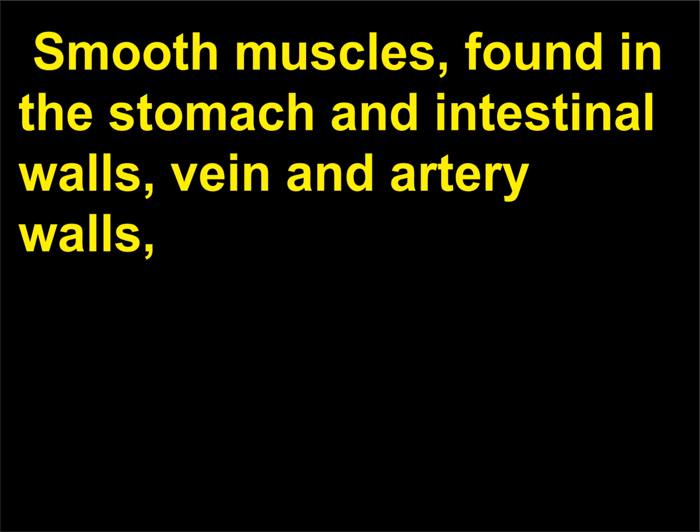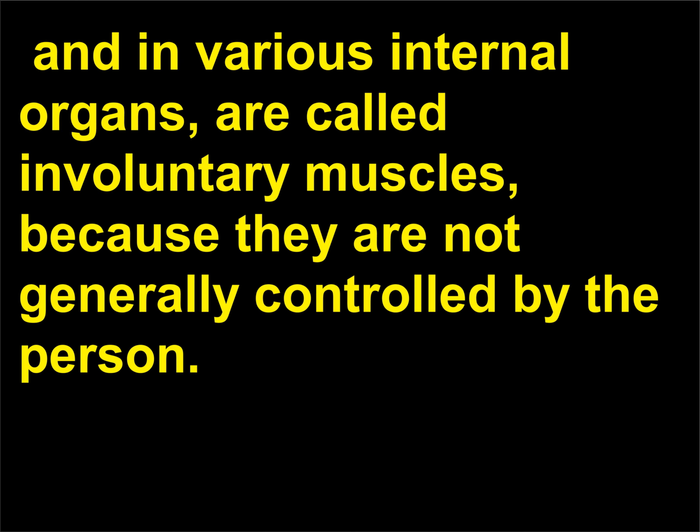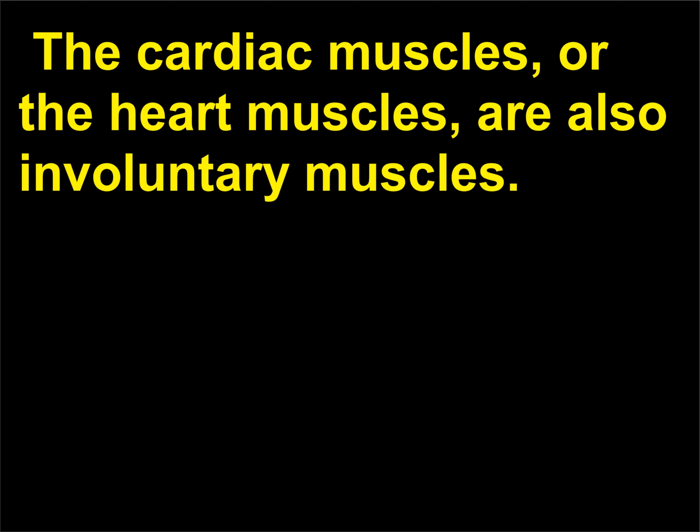Smooth muscles, found in the stomach and intestinal walls, vein and artery walls, and in various internal organs, are called involuntary muscles, because they are not generally controlled by the person. The cardiac muscles, or the heart muscles, are also involuntary muscles.